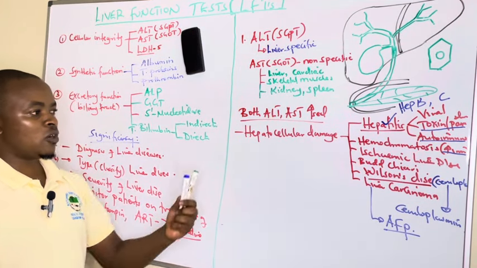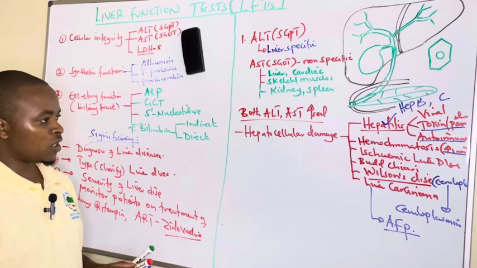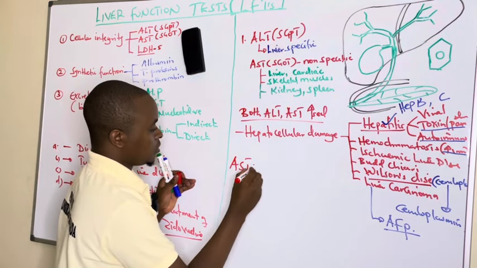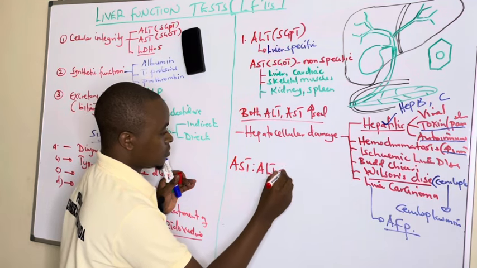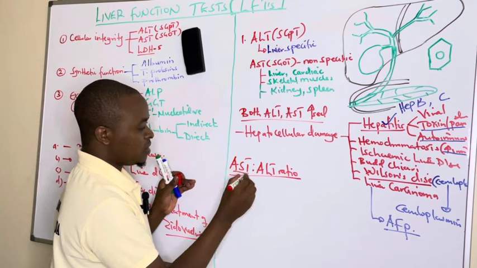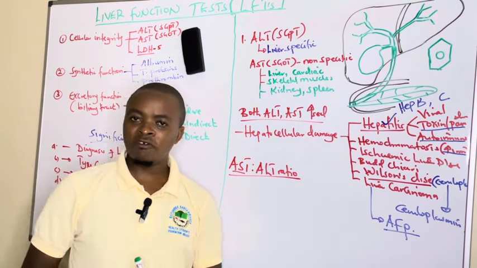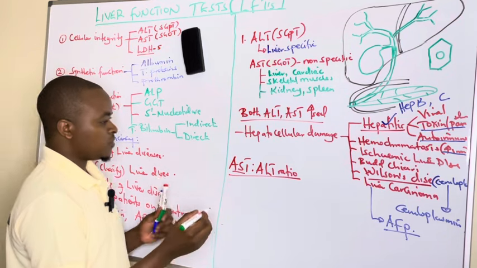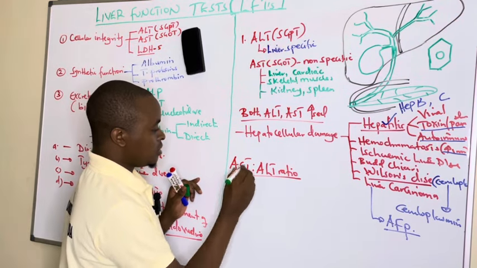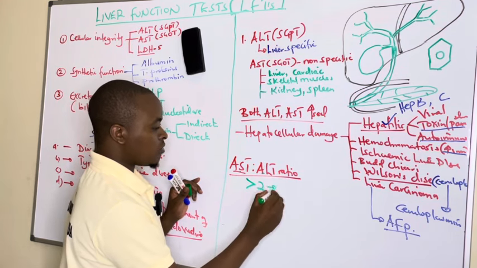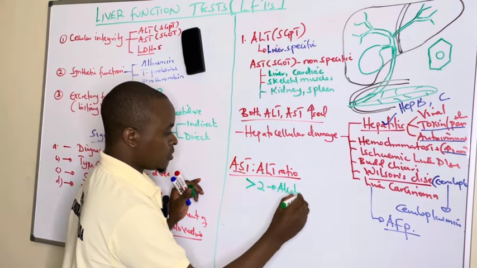And after this, doctors also normally do a common test, what we know as the AST to ALT ratio. This is done whereby you get the results of AST and you divide them by ALT. For the differential diagnosis of alcoholic liver disease, whenever you find the AST to ALT ratio is greater than 2, this confirms alcoholic liver disease.